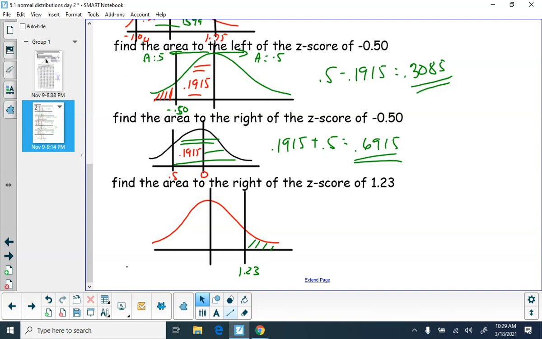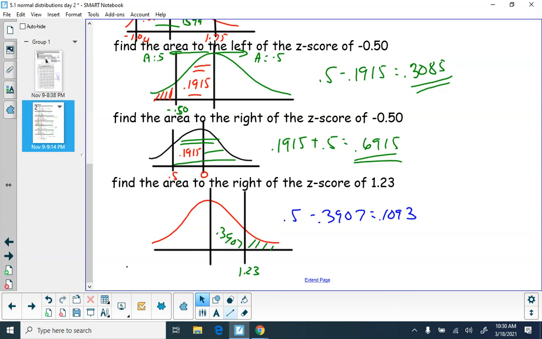Piper, what's our table value? 0.3907. Good with that? Okay, what are we going to have to do then to find this area, Piper? So we have 0.5 minus 0.3907. What do you come up with? 0.1093.